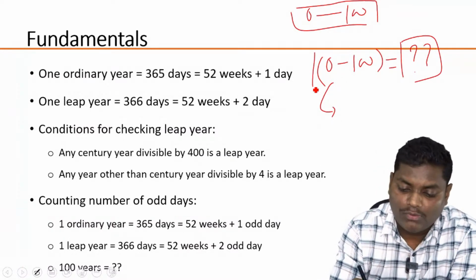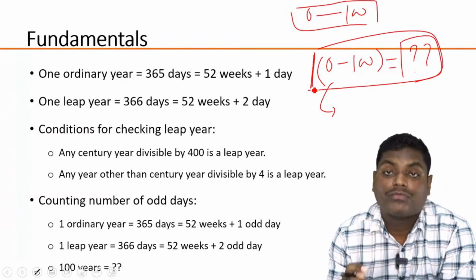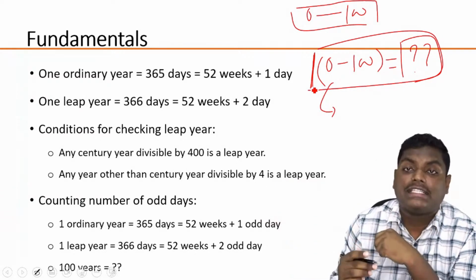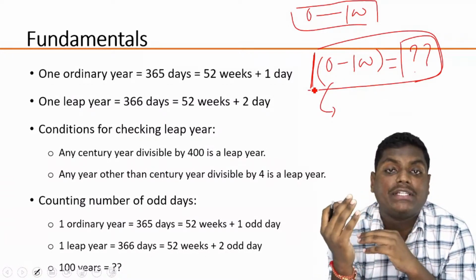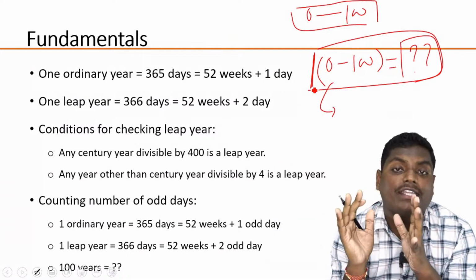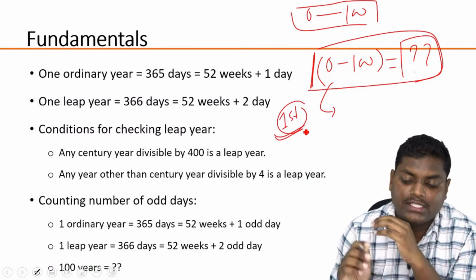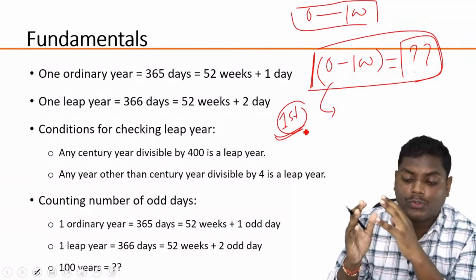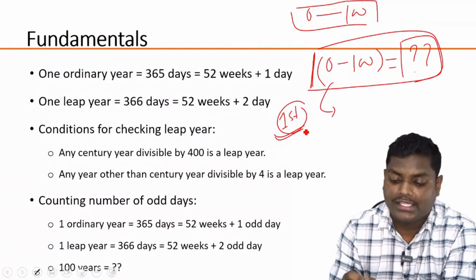Whenever we are counting the number of odd days for a period of years that is given to us, we'll see in this particular segment how many leap years are there and how many ordinary years are there. That is the first step: we want to see how many leap years and how many ordinary years are there.